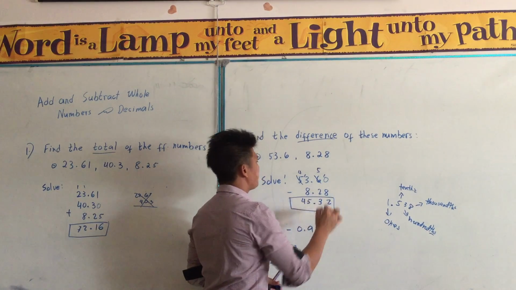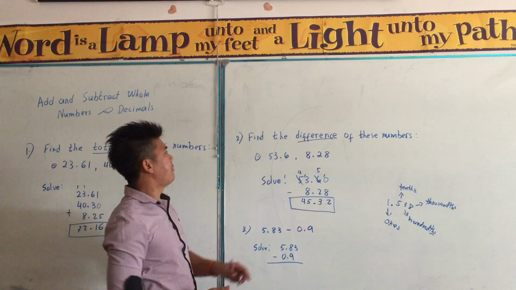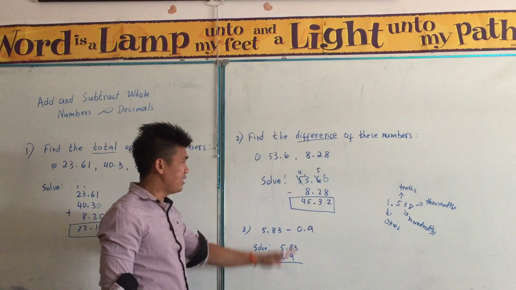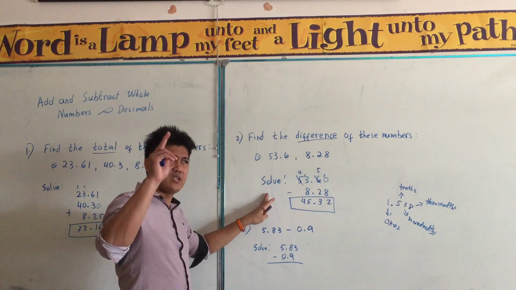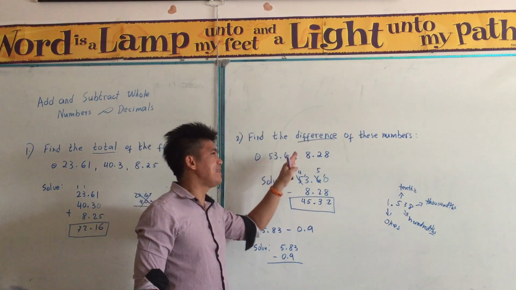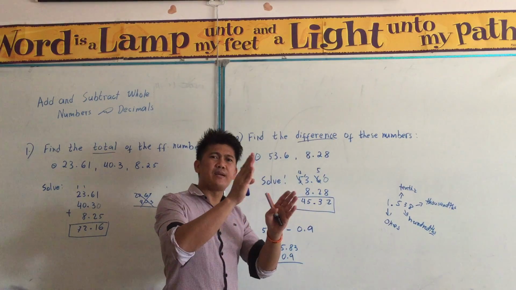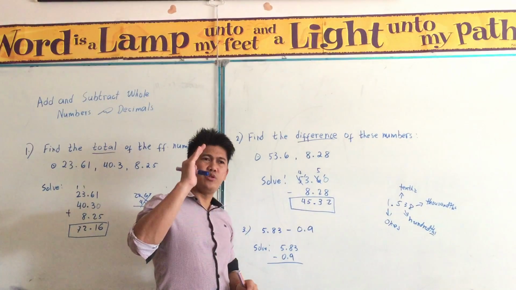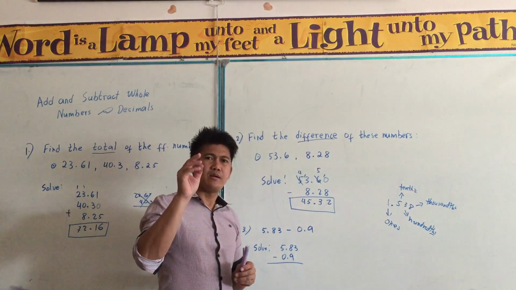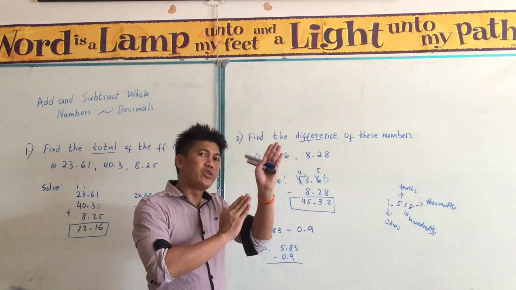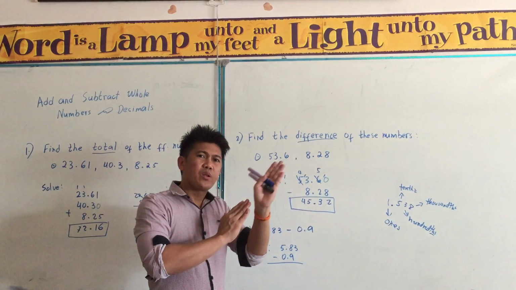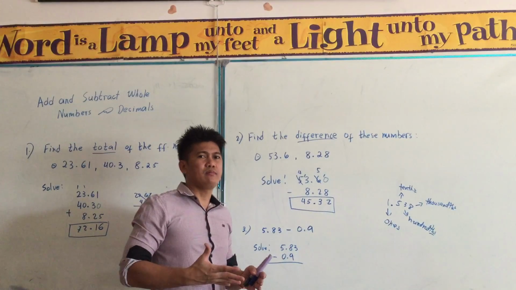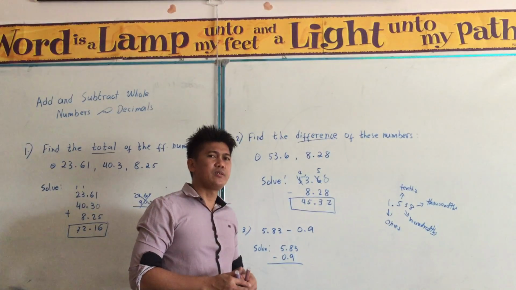So this is your answer when you subtract 8.28 from 53.6. You see, very easy. Just remember how to put the numbers according to their places. Because the time you miss to write the numbers in order according to their places, then you will miss the whole thing and you will have a wrong answer.